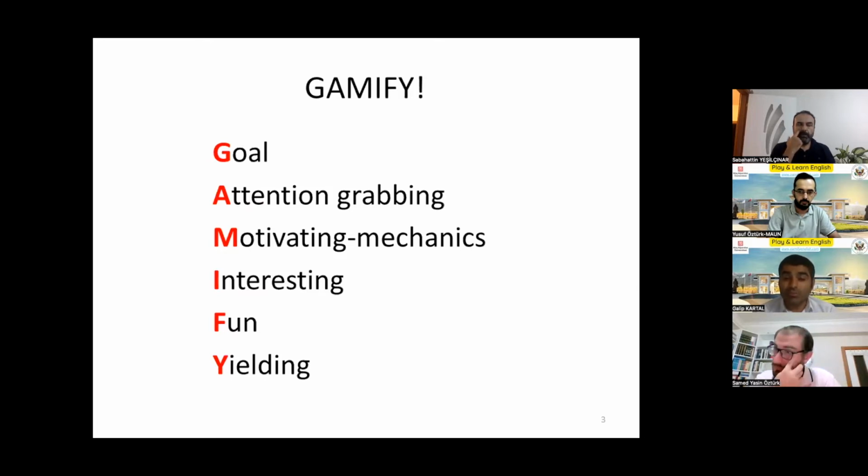And you need to bring fun to the classroom. We always say this. You need to bring fun to the classroom. And of course, it should be yielding something. What is your goal? And following that goal, it needs to be yielding something. You need to reach something.